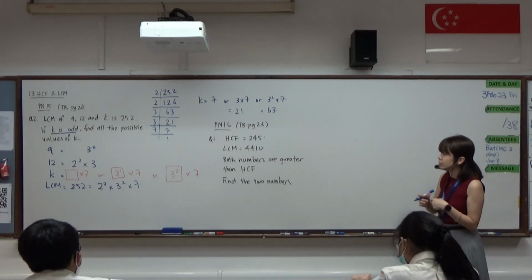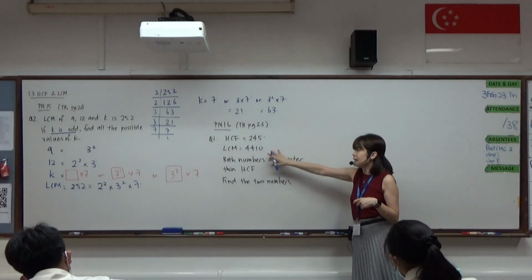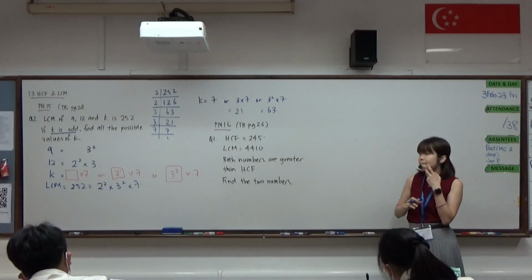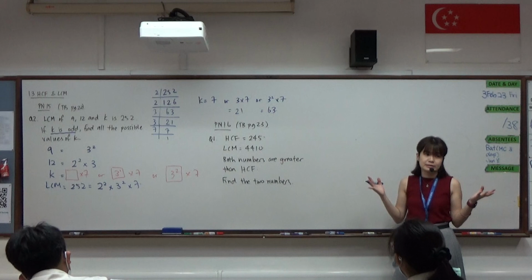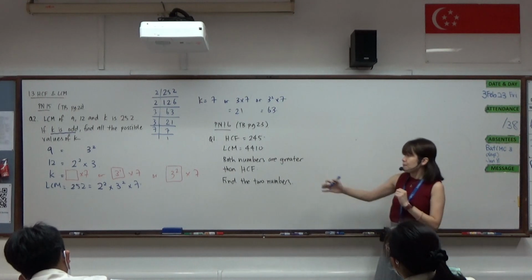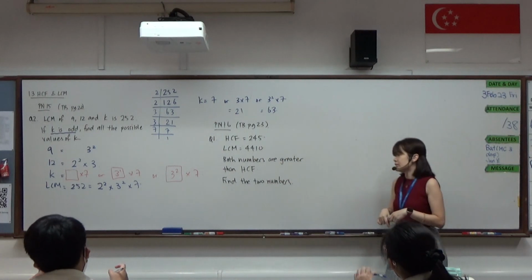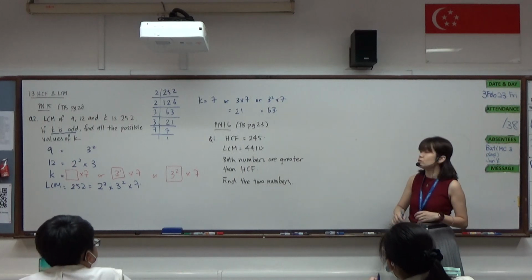So let's look at practice now 16. HCF is 245, LCM is 4410. They never tell you what the numbers are. They say that there are 2 numbers. Both numbers are in fact greater than HCF. We want to find out what the 2 numbers are.